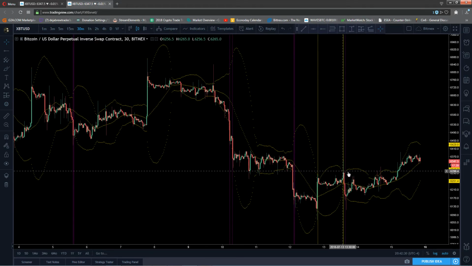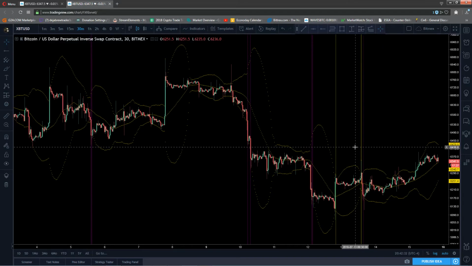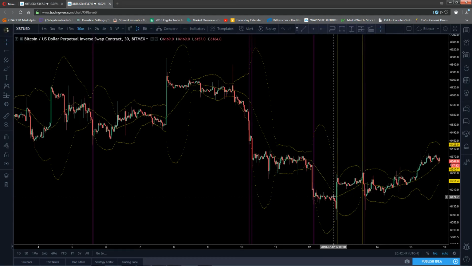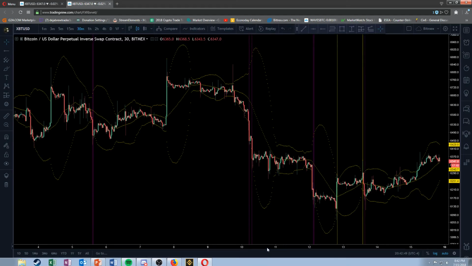This can be used in conjunction with the MoMo. I wouldn't use it in conjunction with the DBT Squeeze because they're obviously both based on Bollinger Bands and they will give you kind of conflicting signals. But this can be used with the MoMo to confirm the trend or confirm the price action.